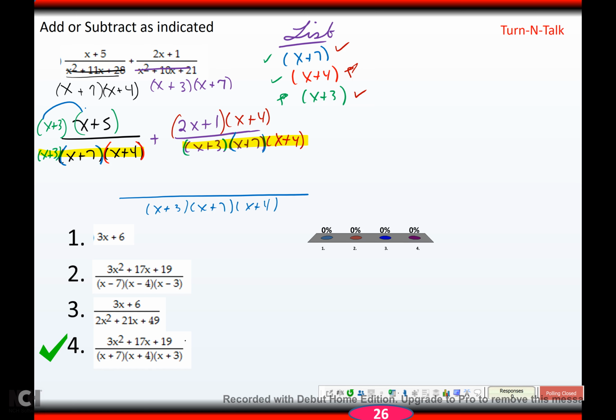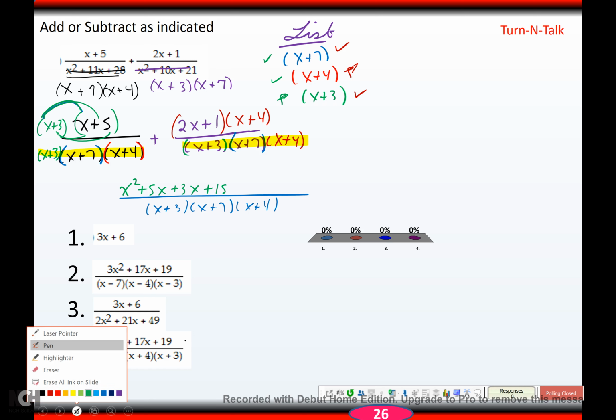On top here, a different color. X times x is x squared. X times 5 is 5x. 3 times x is 3x. 3 times 5 is 15. Because it's a plus, I don't have to worry about distributing a negative.